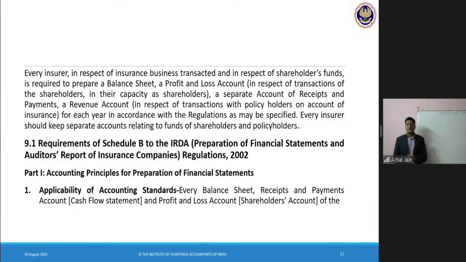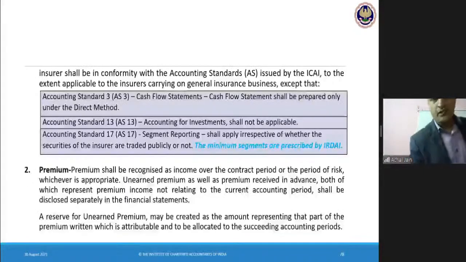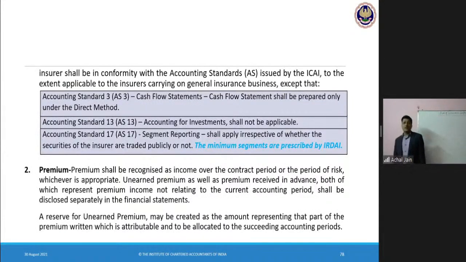So the first point is about applicability of accounting standards. As we discussed, Indian GAAP is applicable to the insurance companies currently. As we stand today, Indian GAAP is applicable to the insurance companies. So that means the accounting standards, the Indian GAAP, is what they are required to follow. In case of life insurance companies, we found all the accounting standards were required to be followed by them, except for a couple of points related to AS3 and AS17. That means cash flow and segment reporting.